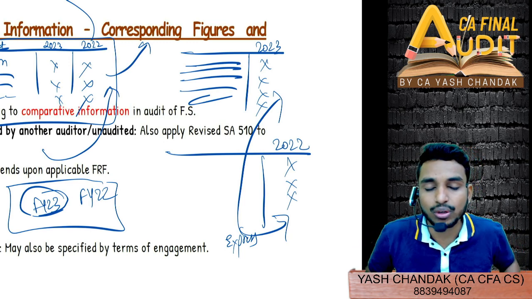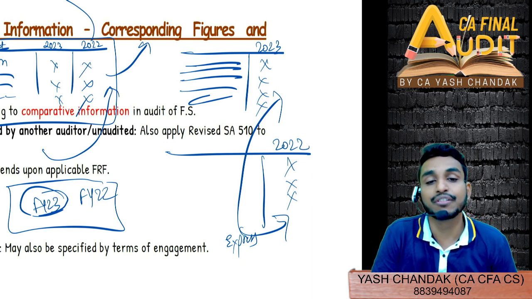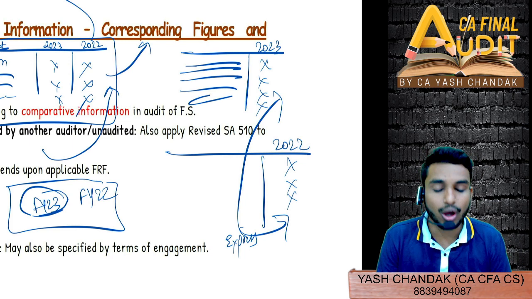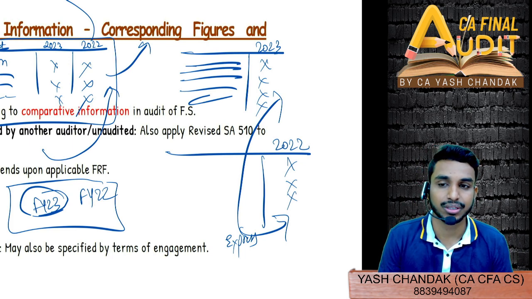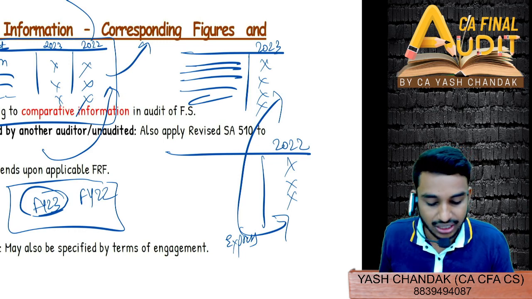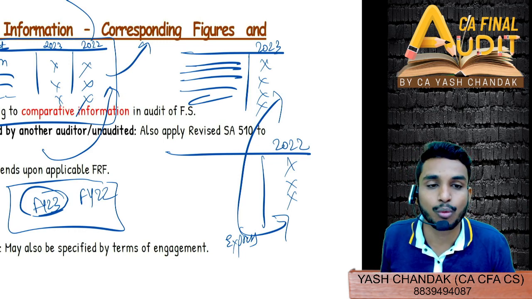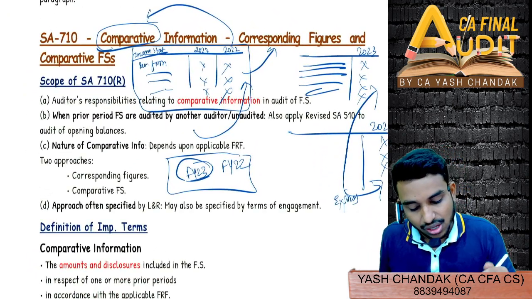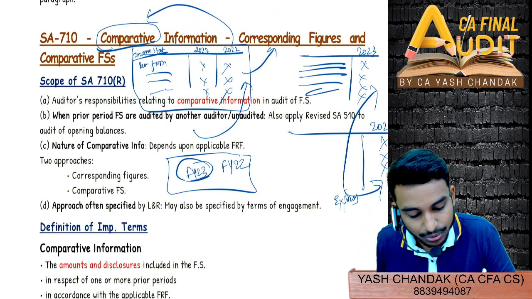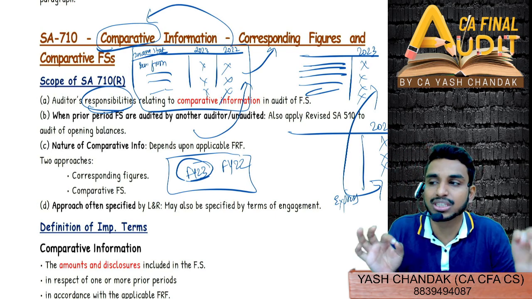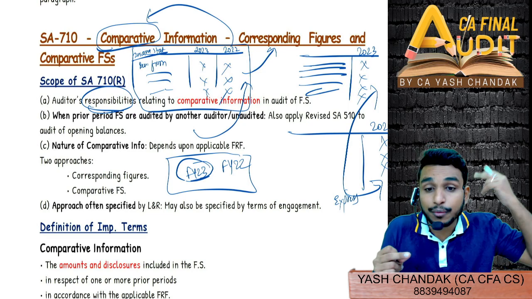If not last year, then you can say on comparative information we also give an expression of our opinion, and we also express our opinion on current year financial statements. That is the major difference between corresponding figures and comparative financial statements. Scope wise, consider the auditor's responsibility with respect to comparative information. How are you going to deal with it? What evidence do you need to take? What precautions do you need to take?